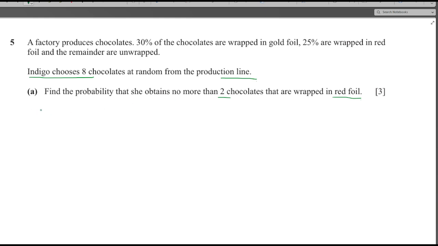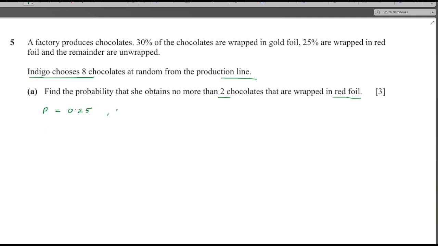So first I have to decide what is the probability that a chocolate is wrapped in red foil. So your probability P that the chocolate is wrapped in red foil is equal to, now here if you see, 30% of the chocolates are wrapped in gold and 25% are wrapped in red. So P is 25%, which means 0.25.